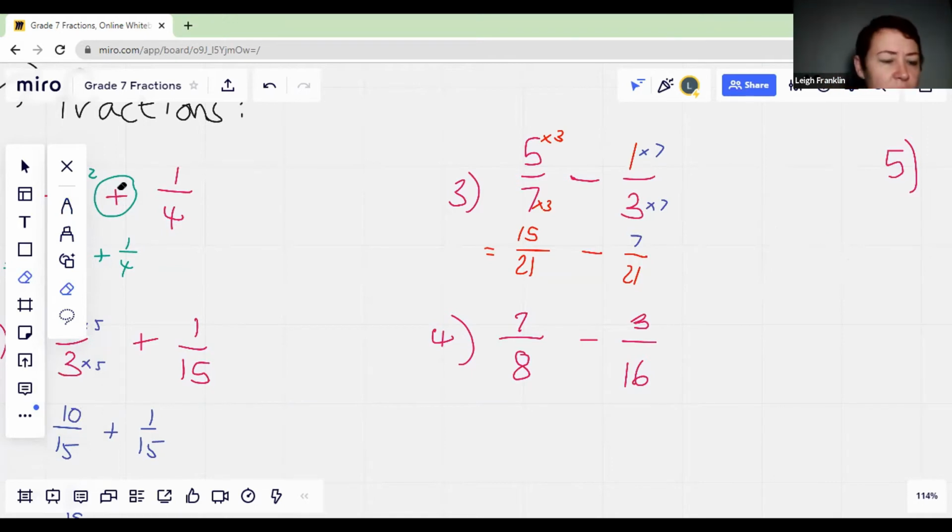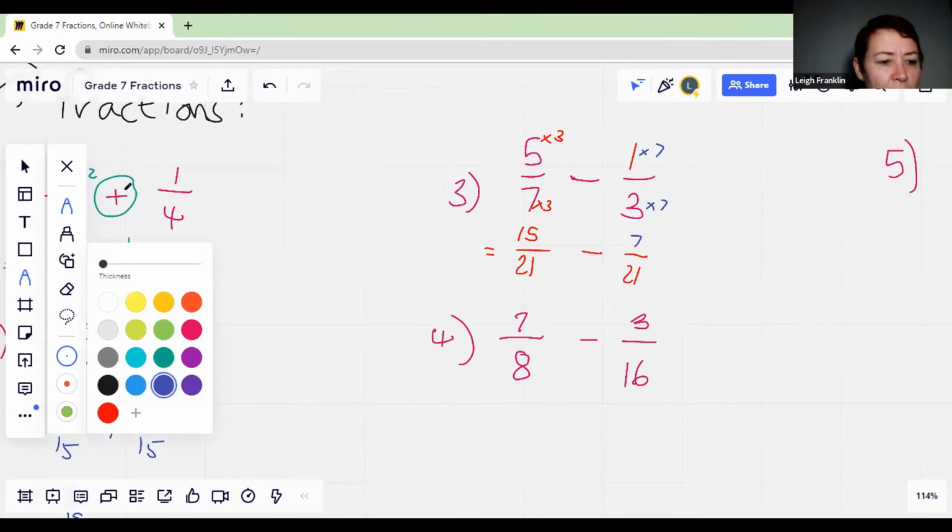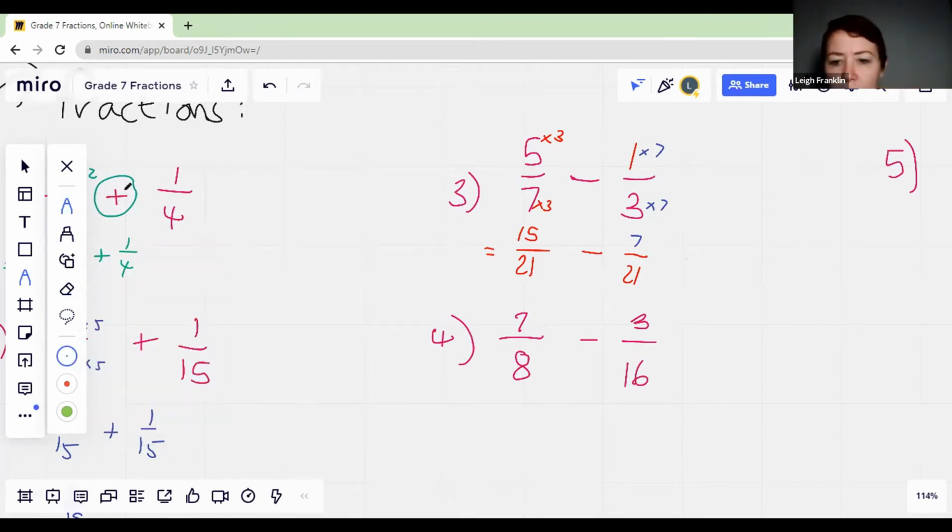Now I have to keep the same denominator. So I'm going to keep the denominator of 21, and Mapalo says the final answer should be 8. Good job, Mapalo, 100%. 15 minus 7 leaves us with 8 at the top. Good job. Now grade 7s, are there any questions?